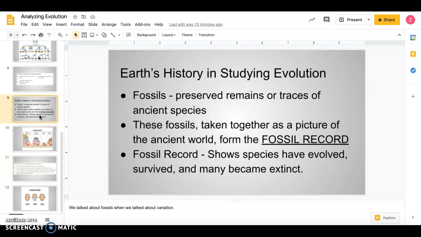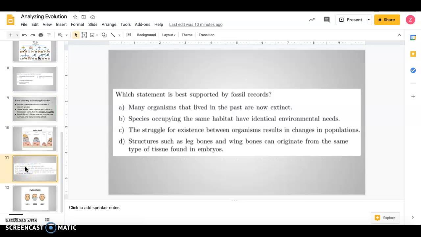Right? In our fossil record, we see species, animals, some have evolved, survived, but many have become extinct. In analyzing this question, let's see if we can eliminate some of the other choices. That's a big thing with Regents questions, and this is a Regents question. So we look at B, species occupying the same habitat have identical environmental needs. But species occupying the same habitat, that implies they're alive. And fossils are the remnants of dead creatures, so we eliminate B.